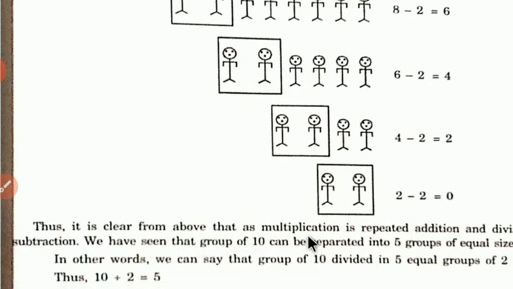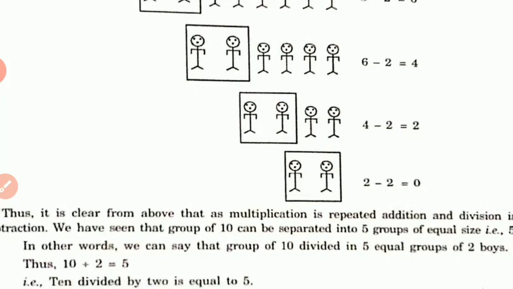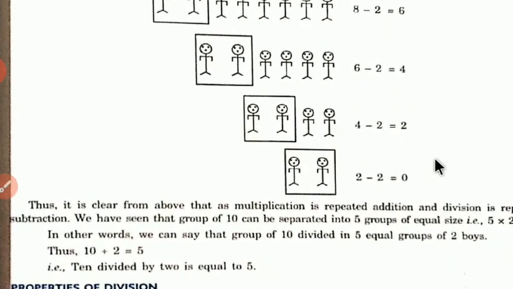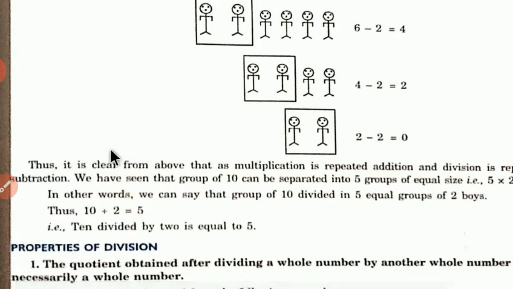So you can see that multiplication is repeated addition, as we have seen that if we want to add any number repeatedly, instead of adding directly we multiply it, and division is repeated subtraction. In place of repeated addition, we use multiplication. In the same way, if we want to subtract a number repeatedly, we use division in place of subtraction.